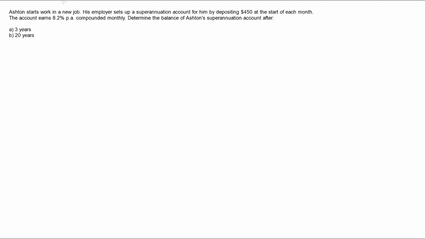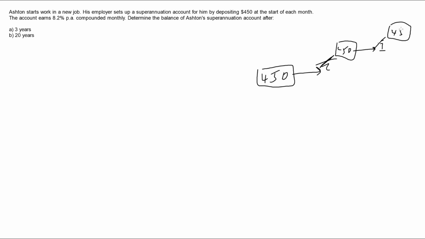To do this problem, we need to think about what's going on with the super account. In the first month, $450 is deposited, then that month goes for a bit, and some interest is calculated, which increases the value of the account a little. Then another $450 is added, the month goes on, we add some more interest, and then another $450 is deposited, so the balance goes up some more, and so on.